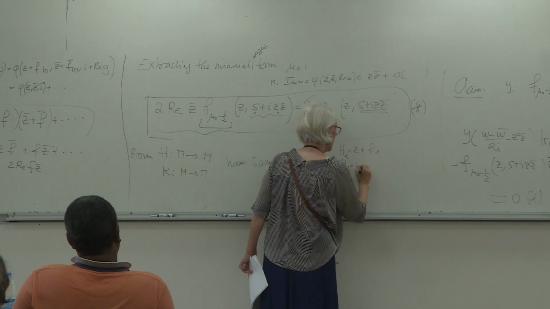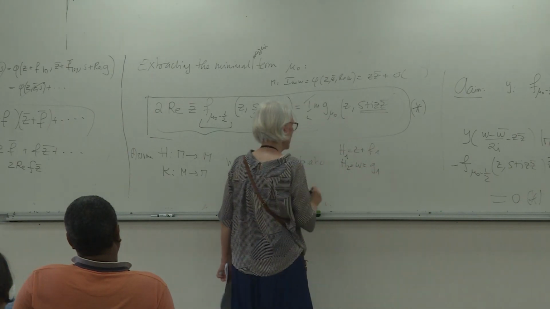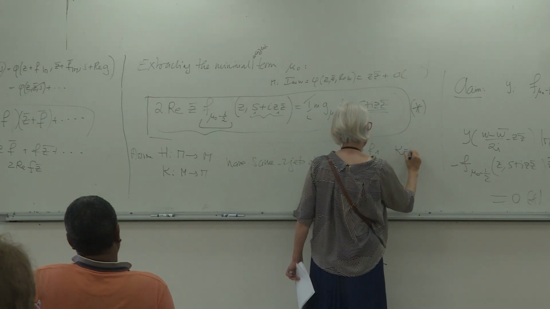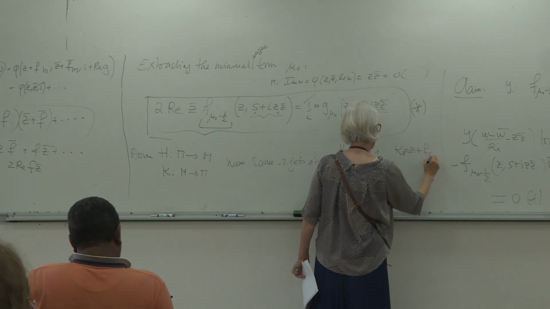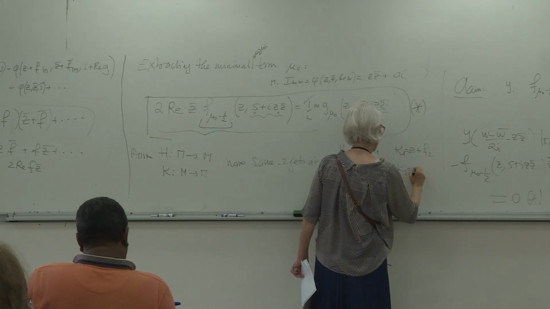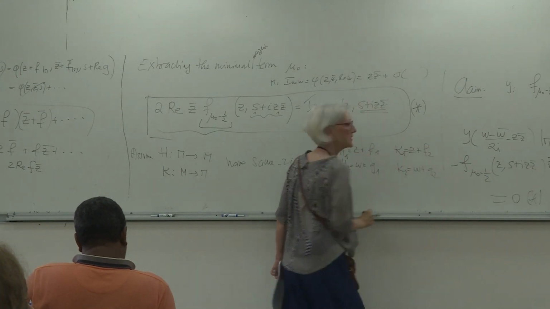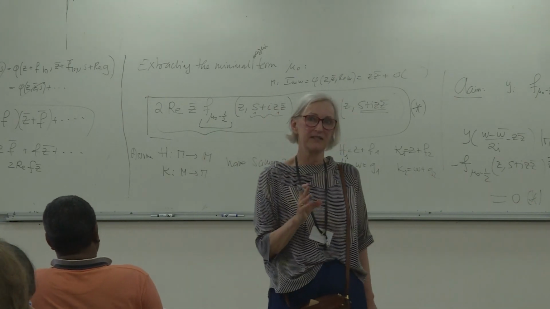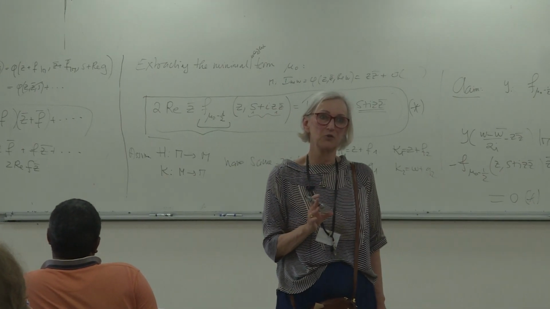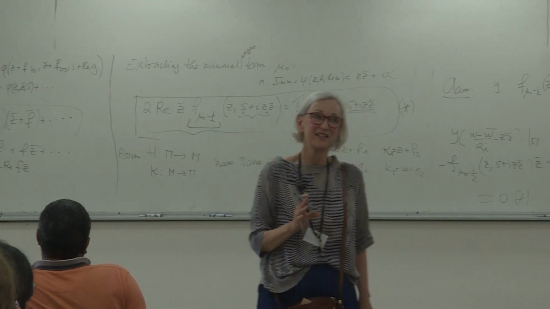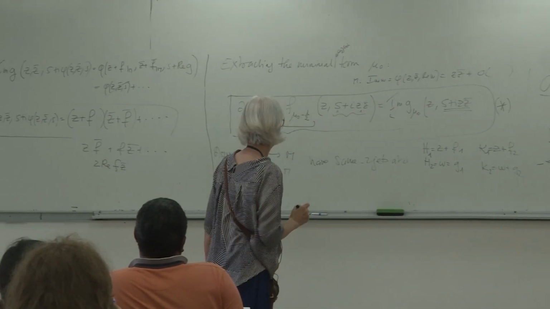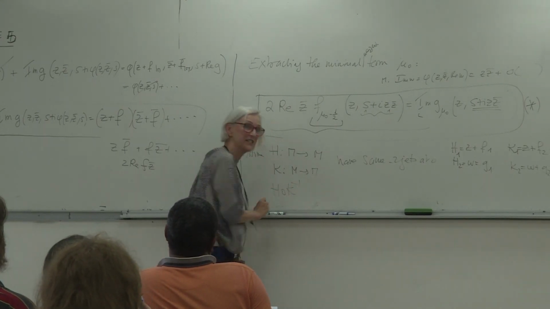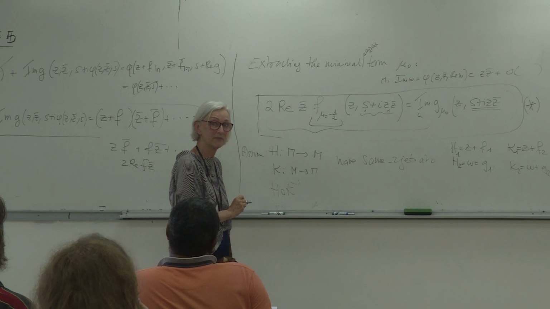H2 is W plus G1, okay? And you have K1 is Z plus F2, and K2 is W plus G2. So you do that. How do you show that if they have the same two jets, they are the same? What do you do? You compose H with K minus 1, for instance, okay?